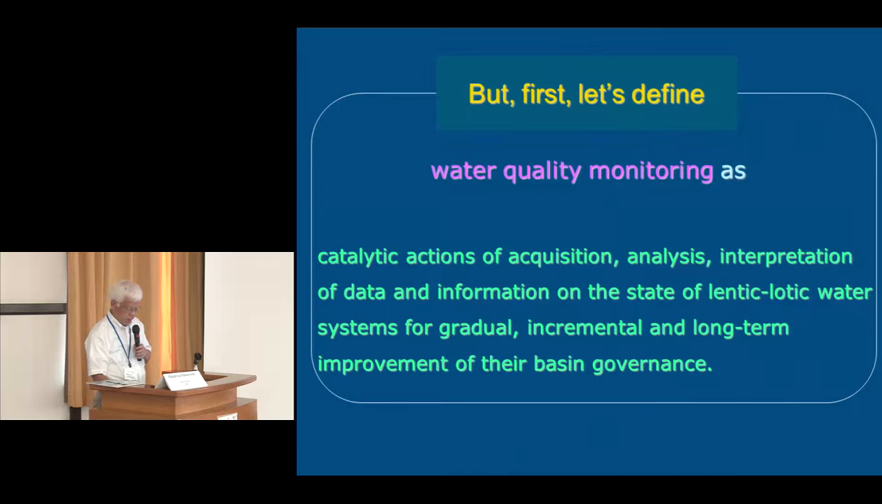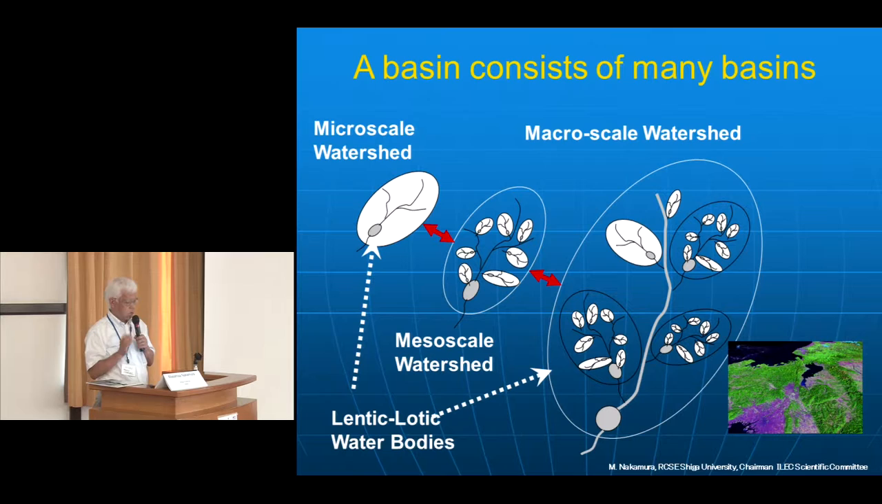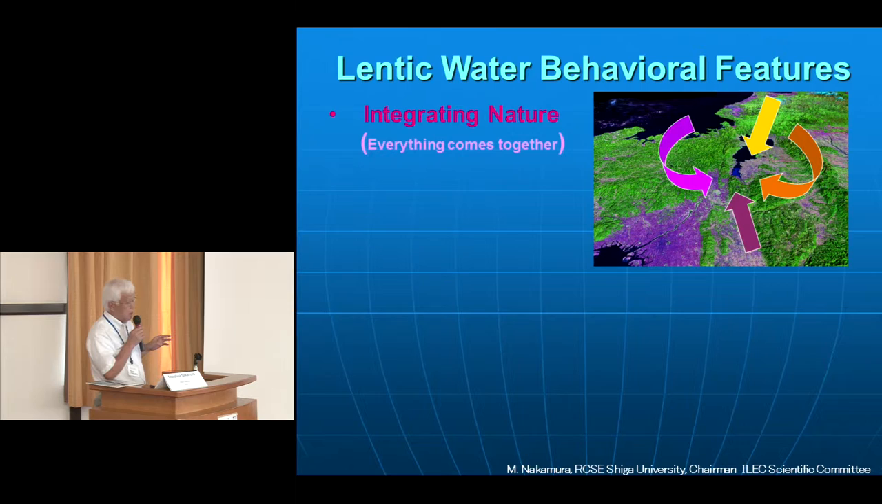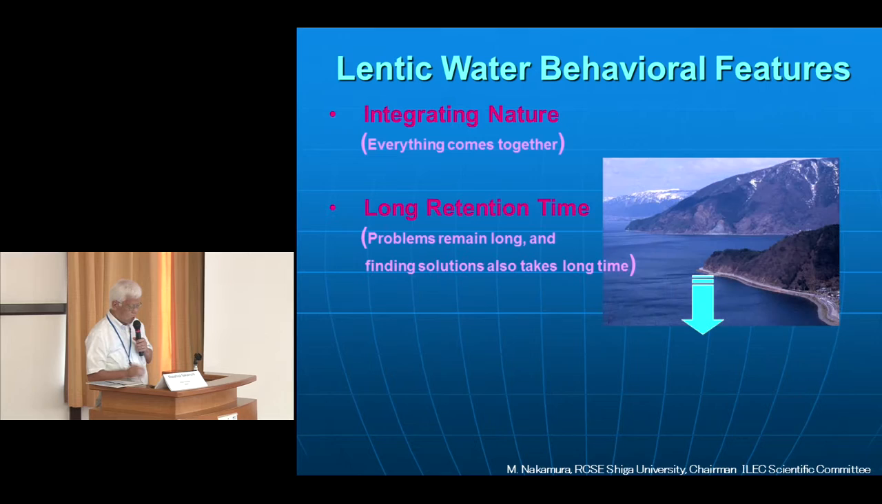The basin, lake basin, river basin, consists of a very complex combination of lentic and lotic waters. Lentic meaning standing bodies of water, lotic the moving water, but all in terms of ecosystems and human-nature interactions in a historic context. Lentic water behaves rather uniquely. It has the integrating nature. The stresses come from all over, upstream, downstream, and so forth. Long retention time, longer than river waters.